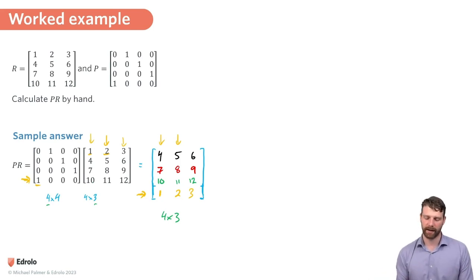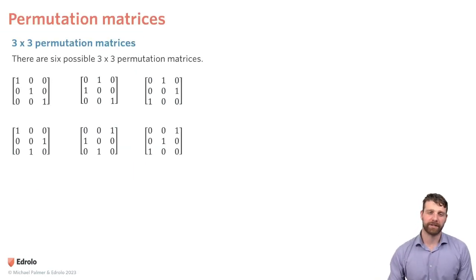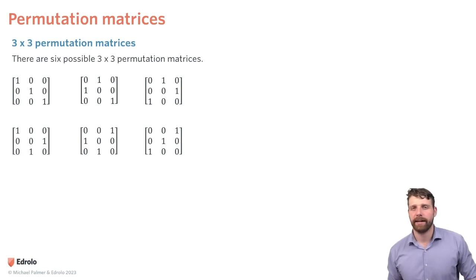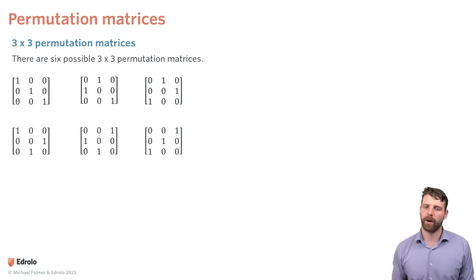Hopefully seeing it done by hand helps you understand how the permutation matrix is working to shuffle the rows and previously the columns. So as permutation matrices need to be square matrices, a logical question to ask is, well, how many are there, or how many can there be? And it turns out there's only 6 possible 3 by 3 permutations. So here they are. I've drawn them all out.